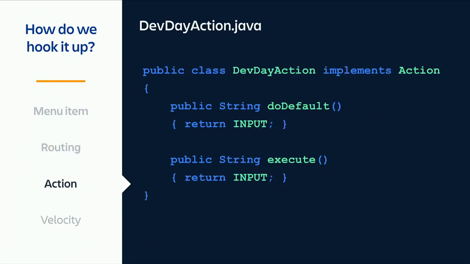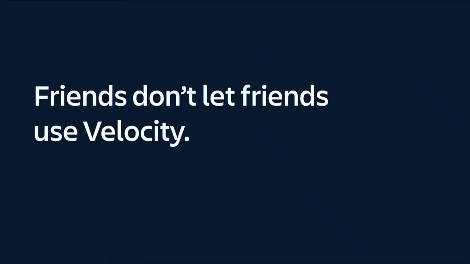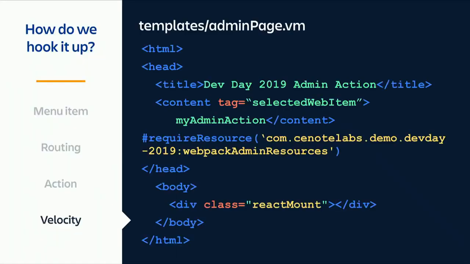We have devDayAction. This class does absolutely nothing, but we need it to keep xwork happy. Make sure to give it a unique name, especially on some host products that have issues with duplicated names. In addition, friends don't let friends use velocity. This is personal opinion. I think it's a gateway to soy templates. That's another story. We still need one hit of velocity to get our product going, even though we're not going to render any UI with it whatsoever.